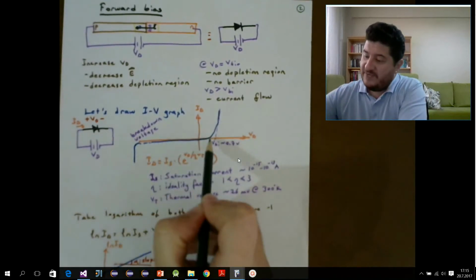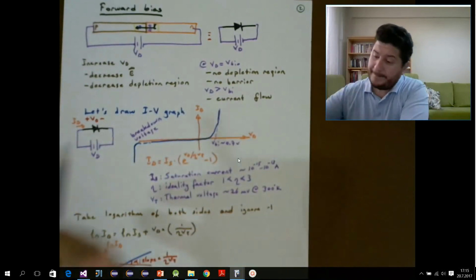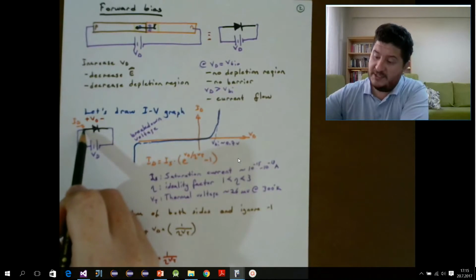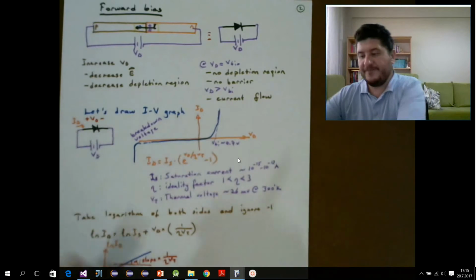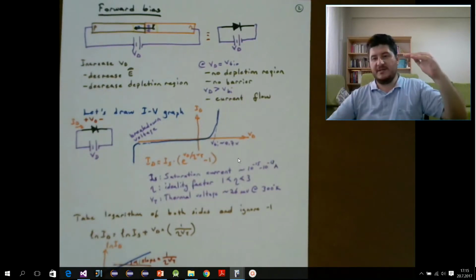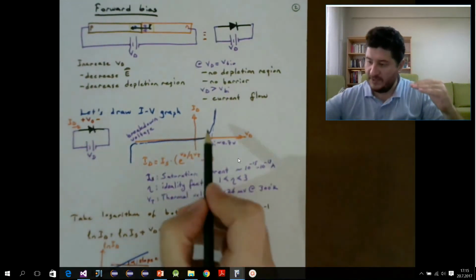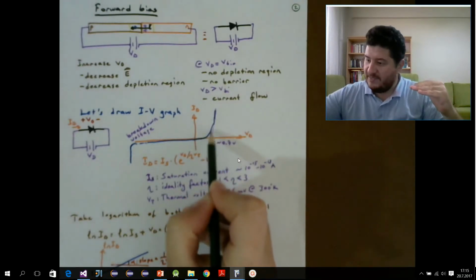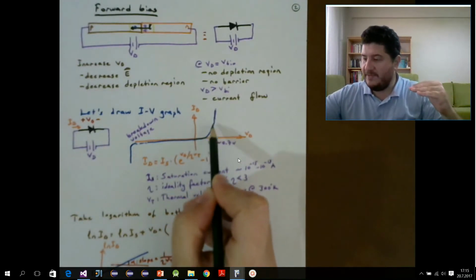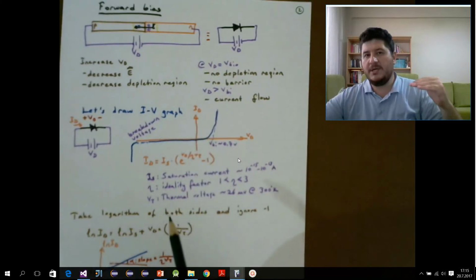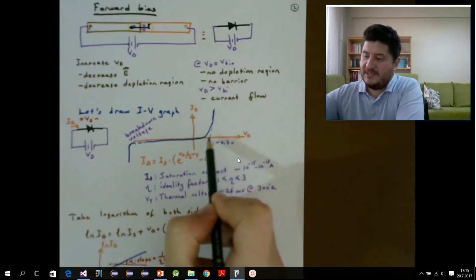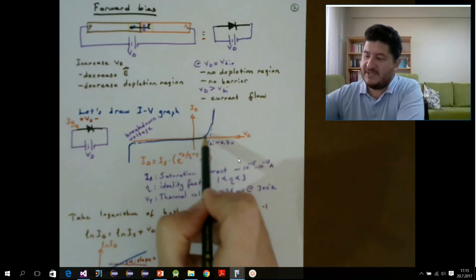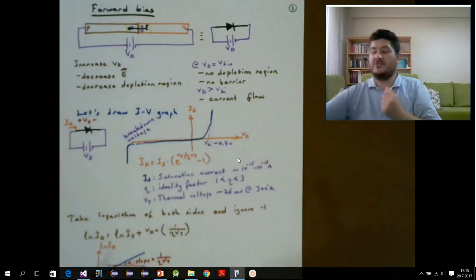Now, if we apply a positive voltage, meaning the voltage here in the P side is higher than the voltage at the N side, we are actually making that voltage barrier lower and lower, and at VD equal to VBI, there is actually no voltage barrier between the P and N sides. Very little voltage difference makes a big difference in the current. So it is actually acting like a short circuit now.